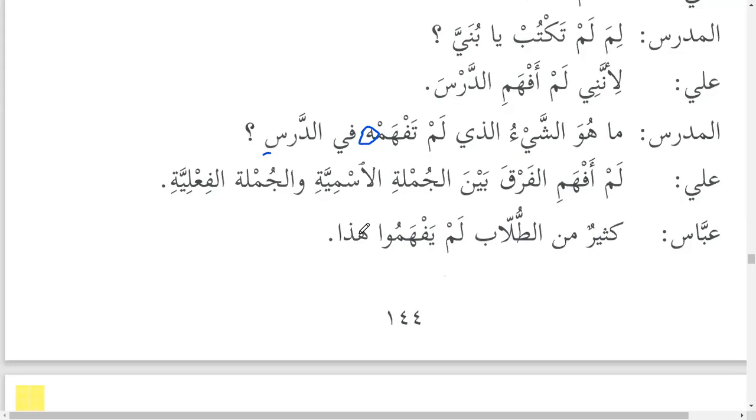الجملة الاسمية starts with a noun. With a noun, okay. It consists of two parts, mubtada and khabar. Okay, so let's complete الجملة الاسمية first and then we move on to الجملة الفعلية. So it starts with a noun, that's number one. Number two, it consists of two parts. What are those? مبتدأ وخبر, subject and predicate.